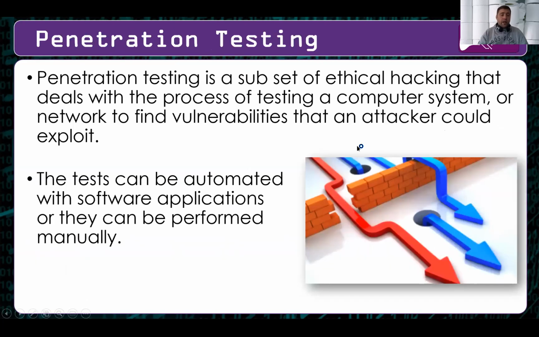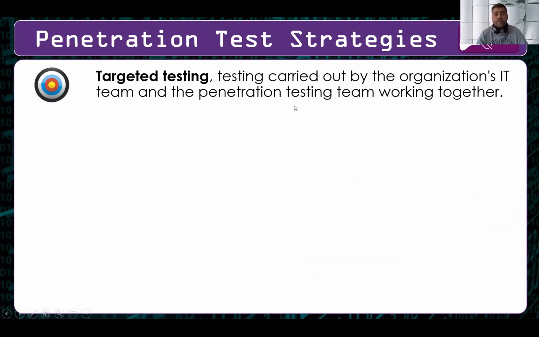So one word then that was mentioned previously was penetration testing. So this is a subset of something called ethical hacking, which deals with the process of testing a computer system or network to find out any vulnerabilities that an attacker could exploit. So it could be done manually by some testers, some white hat hackers, or it could be done by software trying to find every possible access point to a network. So it's a subset of ethical hacking, which is where a company gives permission for testers or people to try and hack into the system.